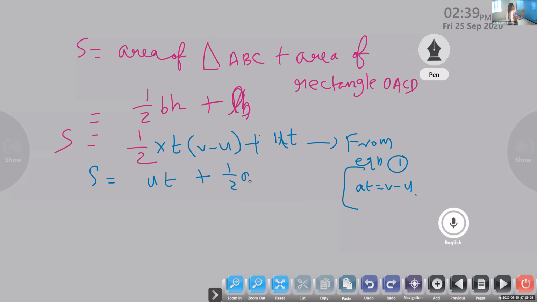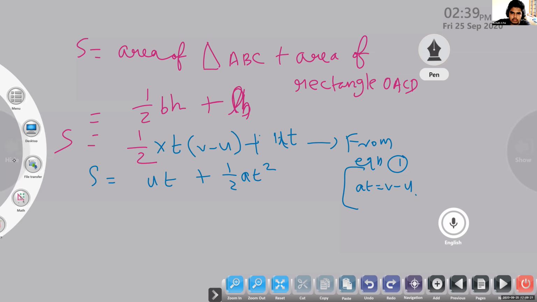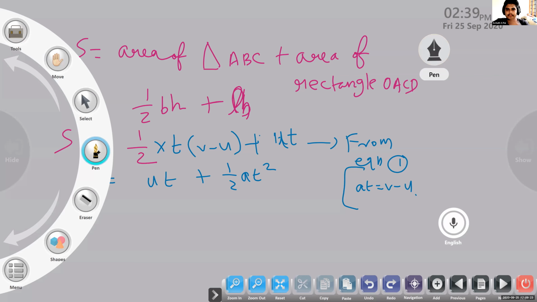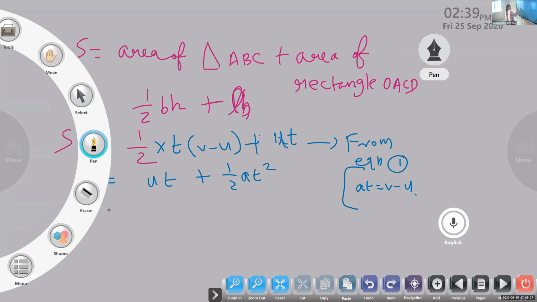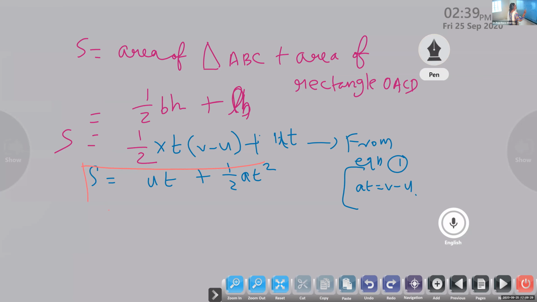So the equation now becomes half AT square. How? AT is equal to V minus U, and there is one more T there. So that becomes half AT square. So this is how we derived the displacement-time relation.